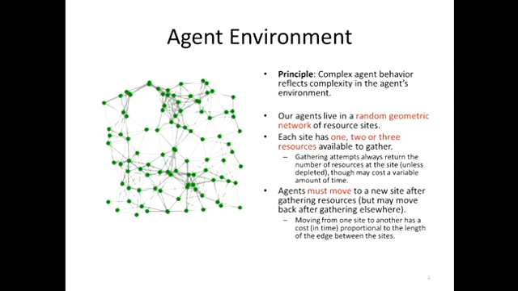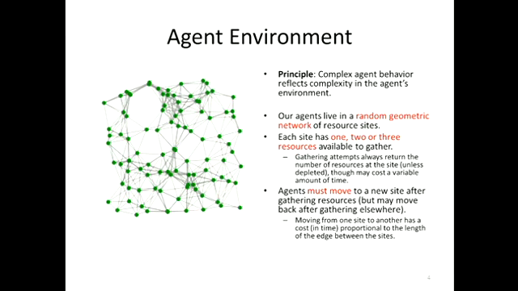So I'm going to take the first bit of the talk here to just talk a little bit about the model. We follow this common principle in A-Life, that is, if you want to have some complex behaviors in your agents, you need a complex environment. So we use a random geometric network, as you see here. This one has 100 nodes using a reach of 0.2. And each one of the locations in our network is a resource gathering site that our agents can gather resources from. Each site will either have 1, 2, or 3 resources.